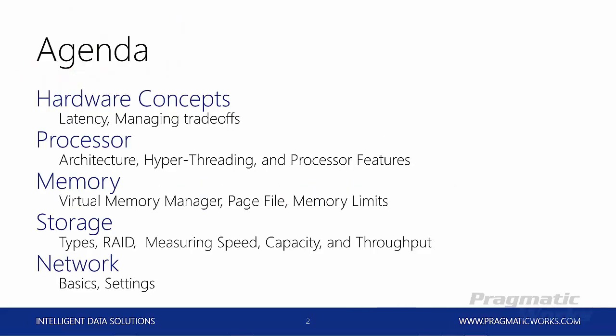So our agenda, we're going to cover hardware concepts. We're going to talk about latency, managing trade-offs. We're going to talk about processors and their architecture, hyperthreading, and processor features. We'll discuss memory, the virtual memory manager, page files, and memory limits. We're going to talk about storage, different types of storage, RAID, measuring speed, capacity, and throughput. And then we're going to talk about network basics and some settings that you should look at.